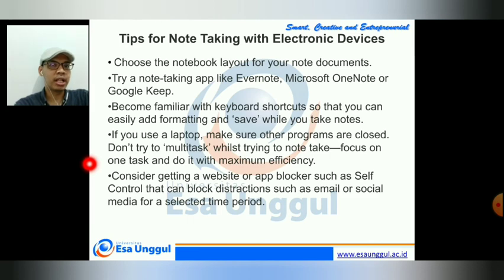Tips for note-taking with an electronic device. You may choose your notebook, or try note-taking apps like Evernote, Microsoft OneNote, or Google Keep, or possibly the native notes app on your smartphone or device. You also need to become familiar with the keyboard. If you use a laptop, make sure other programs are closed. Don't try to multitask because you may be distracted. Consider getting website or app blockers.